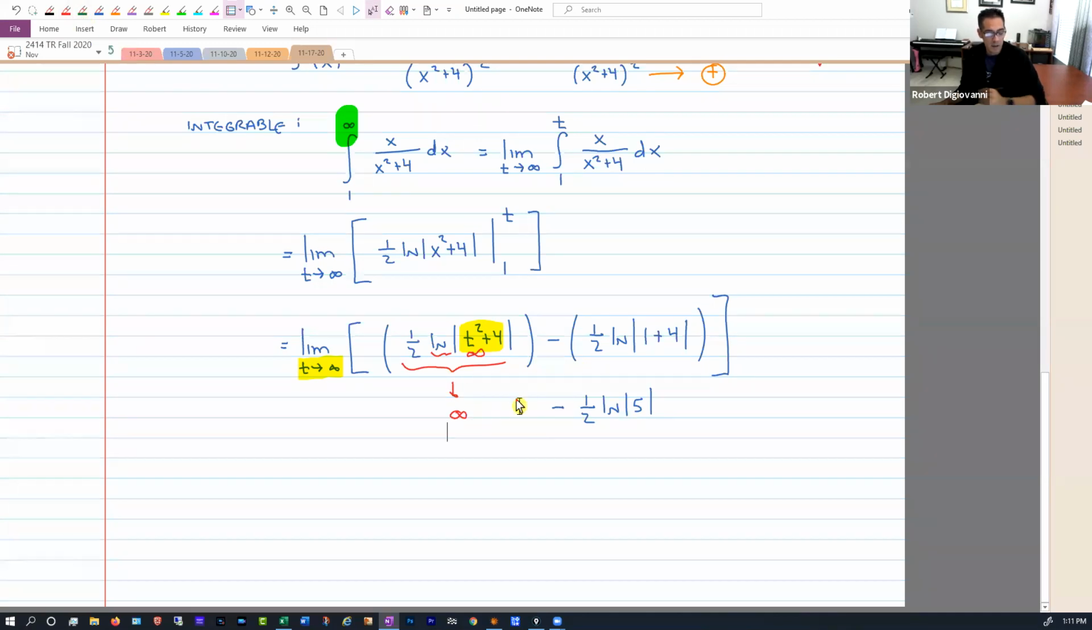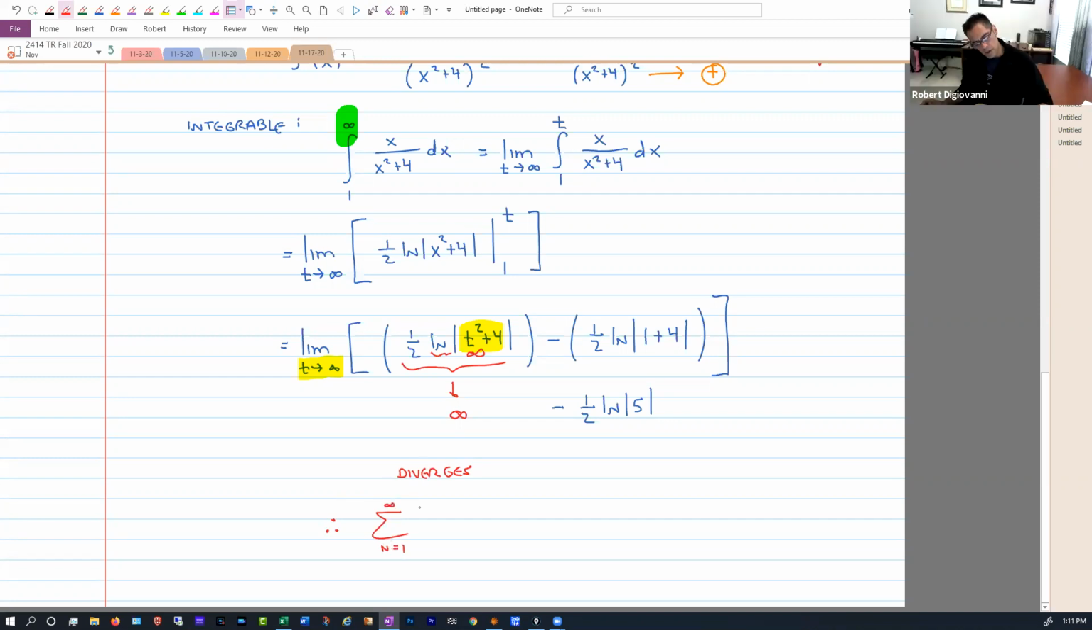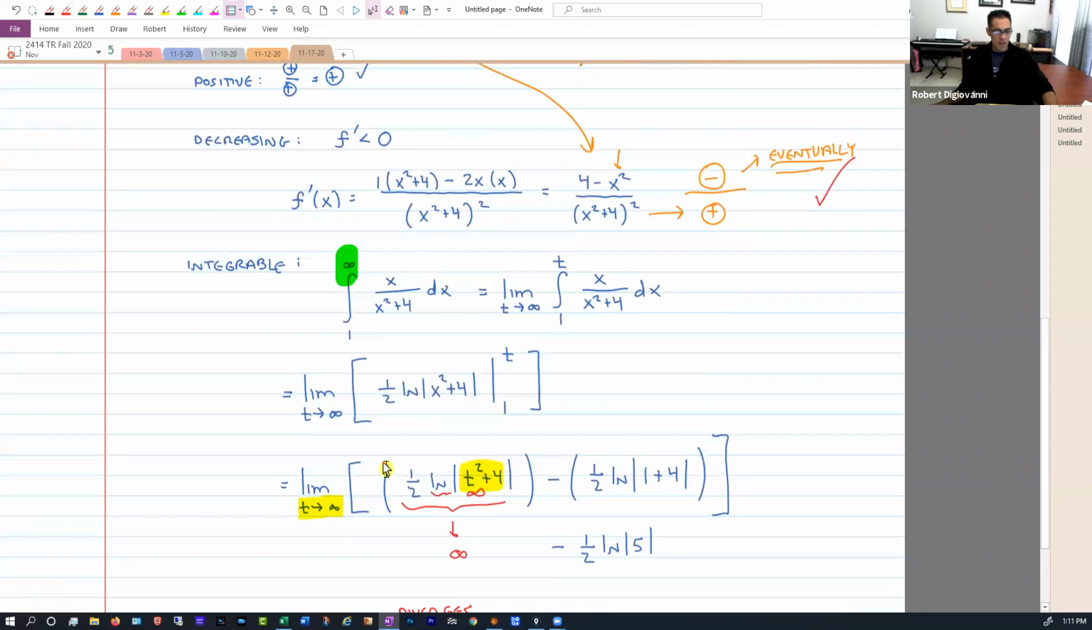This means that this integral diverges. What if the natural log was going toward 0? Then it's negative infinity. That would still diverge, yes. Okay. So our conclusion here is that the original series diverges. Therefore, the original series diverges by the integral test.